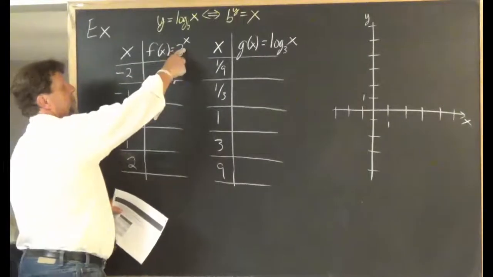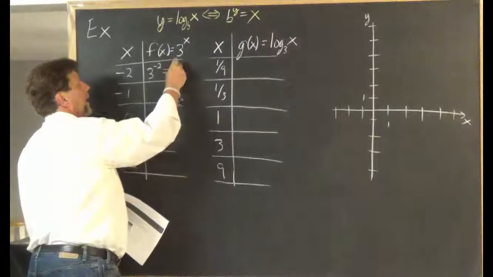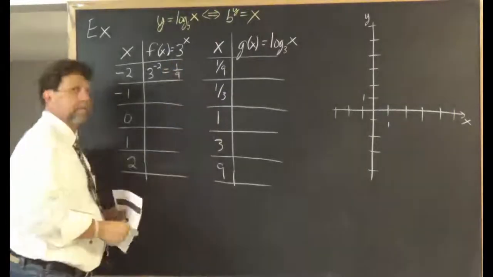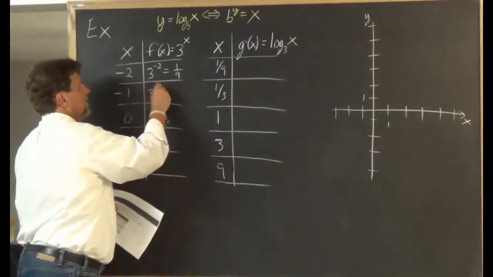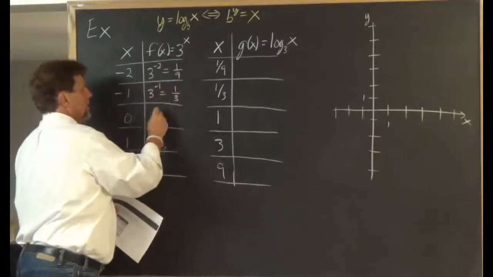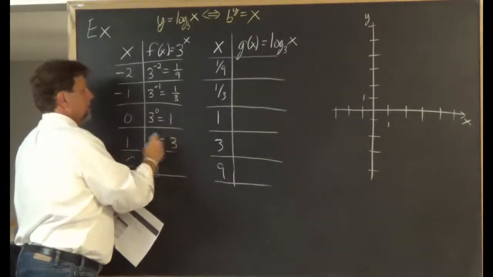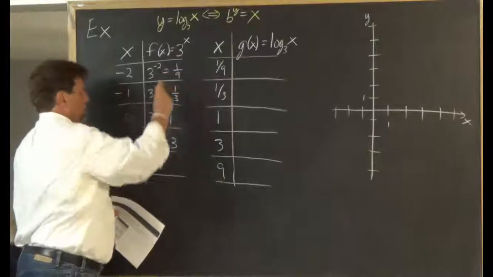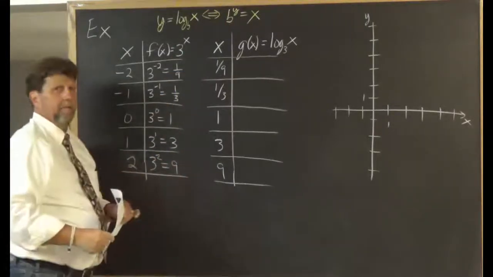x is -2, so we'll put -2 in for x, and we get 1/9. Put -1 in for x, we get 1/3. Put 0 in for x, and we know we get 1. Put 1 in for x, we have 3. And put 2 in for x, and we get 9.